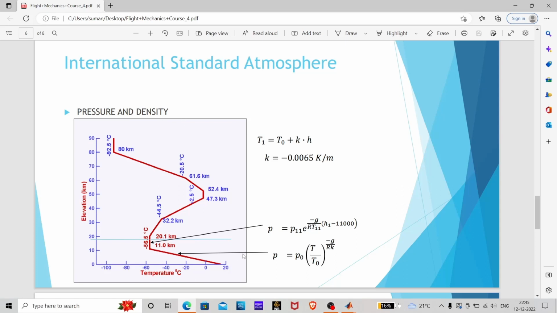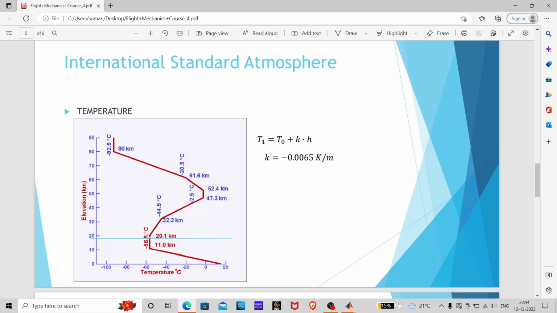Then this is the pressure and density standard atmospheric model. The pressure here will be, this is the model of the pressure from sea level to 11 kilometers of altitude, and from 11 to 18 kilometers, this is what it is, and again it's going to increase, and at last it's going to decrease.